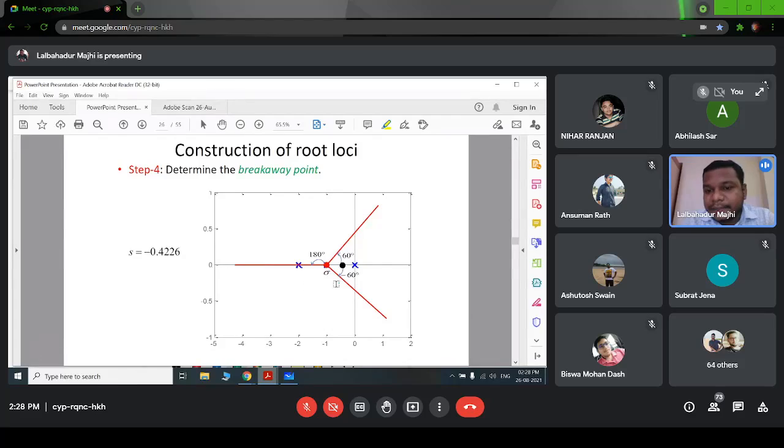In this diagram we can see we have two points, right? The minus 0.4226 is lying on our root locus branch, so that will be the breakaway point. This point, s equal to minus 0.4226, this black one. So this will be the breakaway point. And minus 1.5, that point is not lying on our root locus, so that will not be our breakaway point.